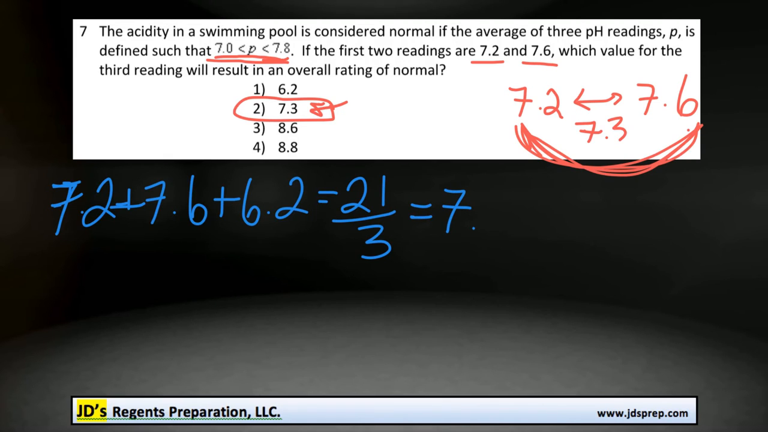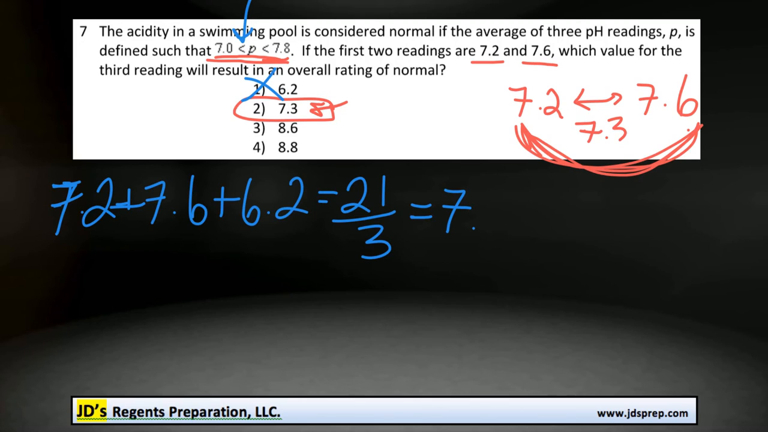And you might think, oh, but that's also between 7 and 7.8. But if you look carefully, this inequality states that the average has to be greater than 7.0, not just equal to. So that one wouldn't work. And just for fun, I'll do it with one more example.